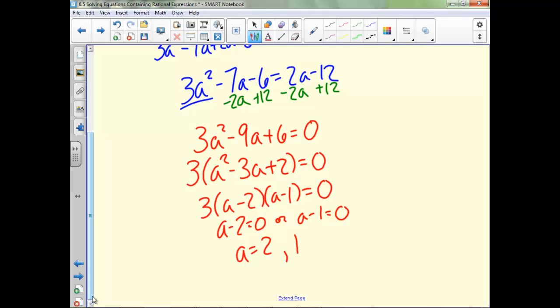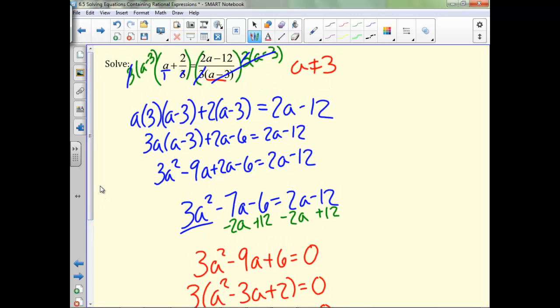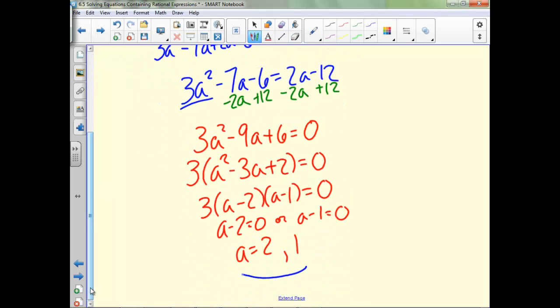And now let's check. Were either of those values we couldn't have? No, because we could only not have 3. So both of these work, so there are 2 answers.